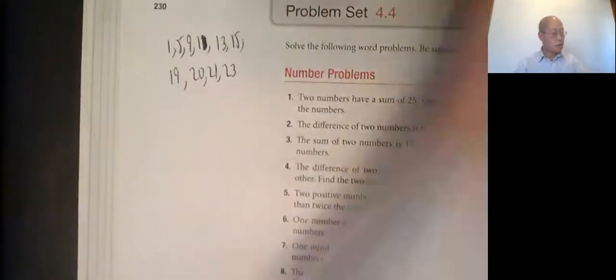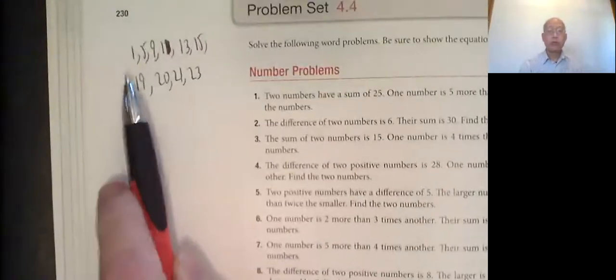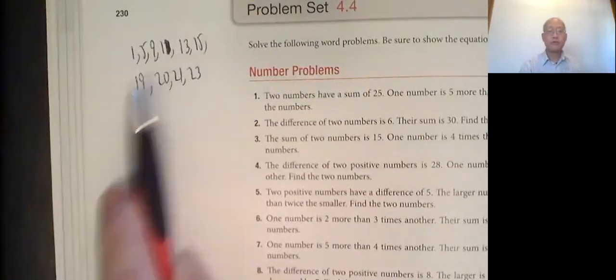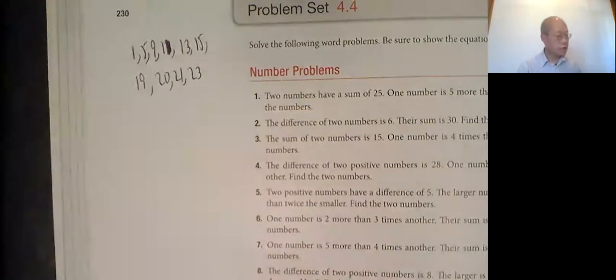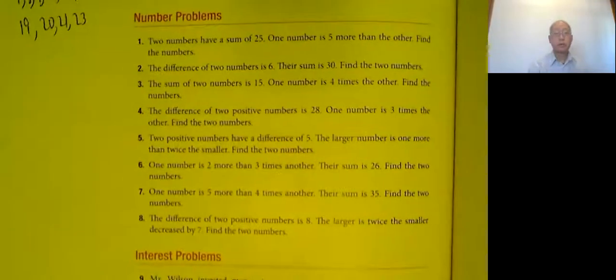These are notes for section 4.4. They are word problems involving two equations and two unknowns. All right, so 4.4, page 230, 1, 5, 9, 11, 13, 15, 19, 20, 21, 23. They pretty much come in pairs, so I'll do one from each pair. Okay, so there are word problems. So here's the first batch.